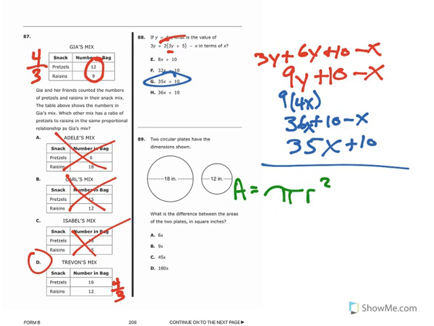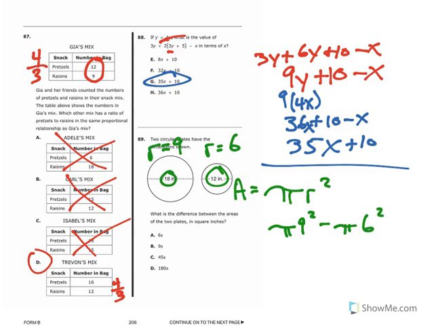So they're giving us the diameter. So if the 18 is the diameter, the radius is 9. If 12 is the diameter, the radius is 6. So it's pi times 9 squared minus pi times 6 squared.